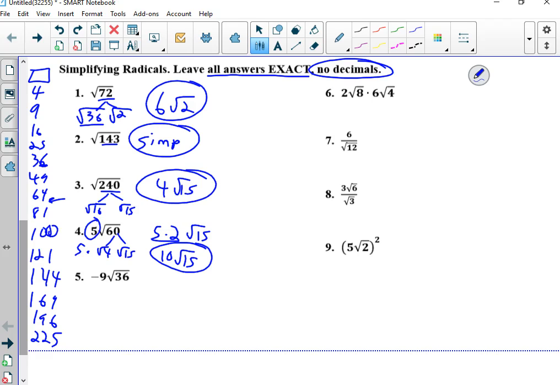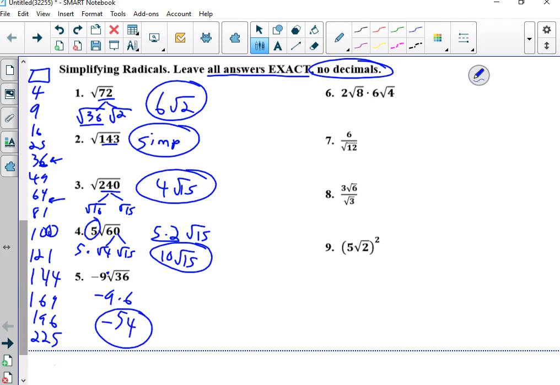Okay? Right here, this means negative 9 times the square root of 36. Well, look, 36 is already on our list. That's 6. So this is just negative 9 times 6, which is negative 54.